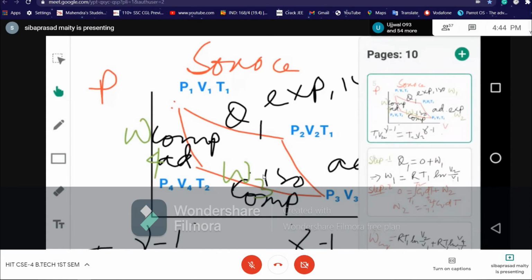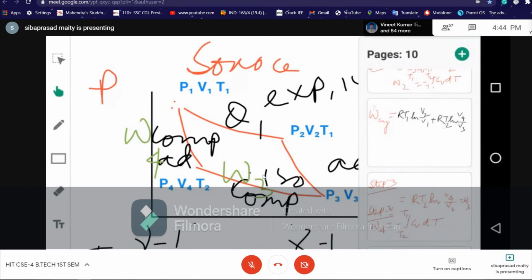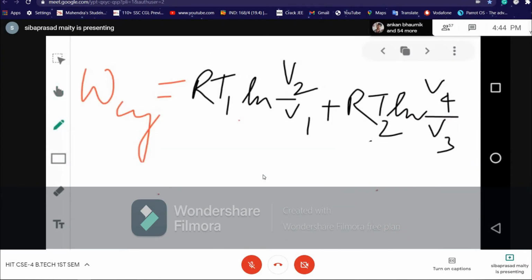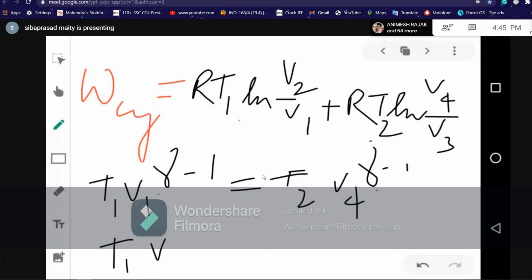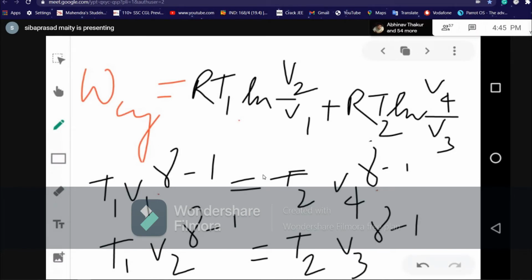V2 by V1, V3 by V4. T1 into V1 to the power gamma minus 1, did you write? Equal to T2 into V4 to the power gamma minus 1. And T1 into V2 to the power gamma minus 1 equal to T2 into V3 to the power gamma minus 1. Am I right?